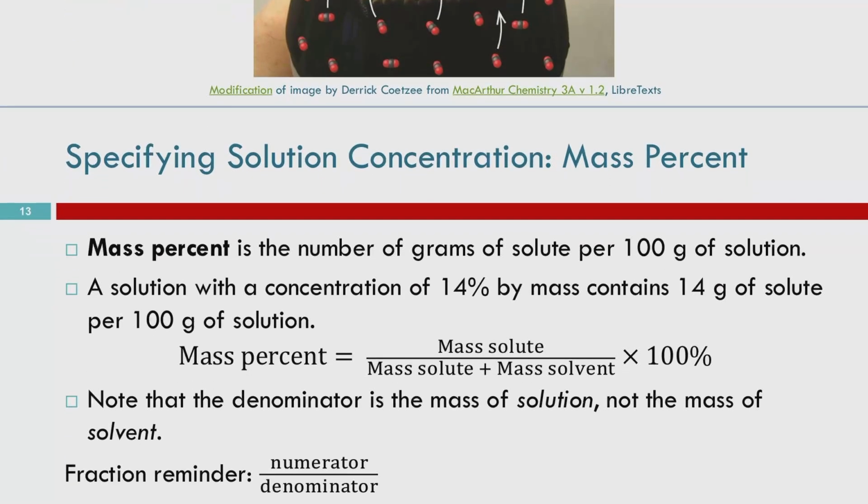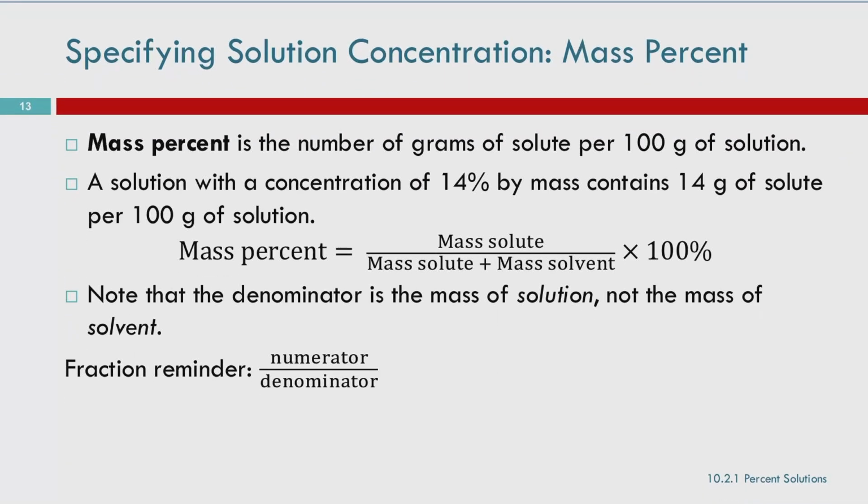One of the ways that we can specify solution concentration is with mass percent. Our mass percent is grams, because it's mass, per 100 grams of solution. A solution with a concentration of 14% by mass contains 14 grams of solute per 100 grams of solution.